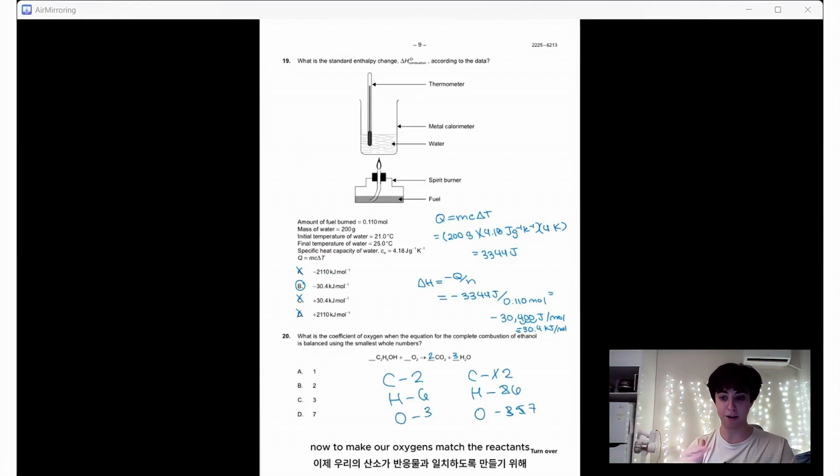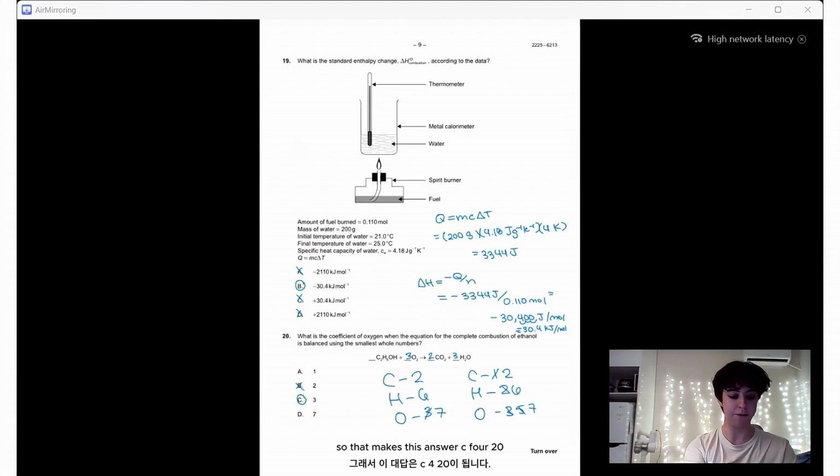Okay. Now to make our oxygens match the reactants, we have currently 3. We have 1 compound as O2. We're going to use that and balance that. But our other compound, C2H5OH, has 1 oxygen. So already 1 is accounted for. We need 7. So now we just need to find 6 more. Okay, our O2, 6 divided by 2, 3. So 3. And so now our oxygen is 7 as well. And so our coefficient for oxygen is 3. So that makes this answer C for 20.